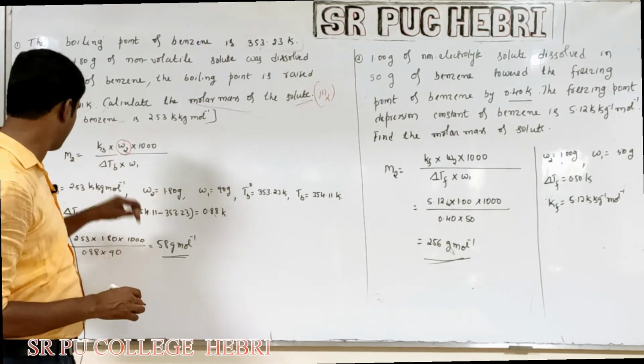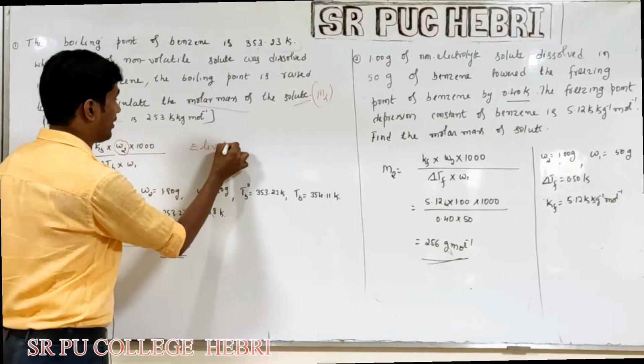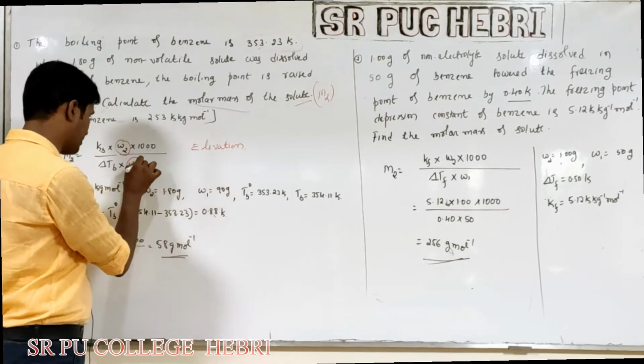Here what is delta Tb? So delta Tb is nothing but elevation in boiling point. W1 is the mass of solvent.